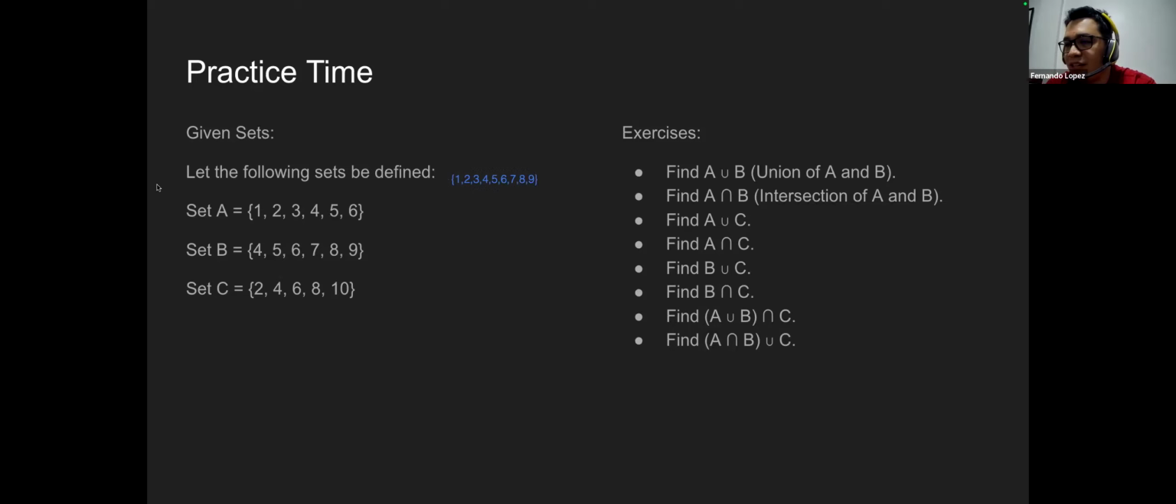Now let's go for the intersection. This is the second exercise. Here we're going to select the ones that are in common. The ones in common are the numbers 4, 5, and 6. So the answer for the second exercise will be another set that will contain the three numbers 4, 5, and 6.